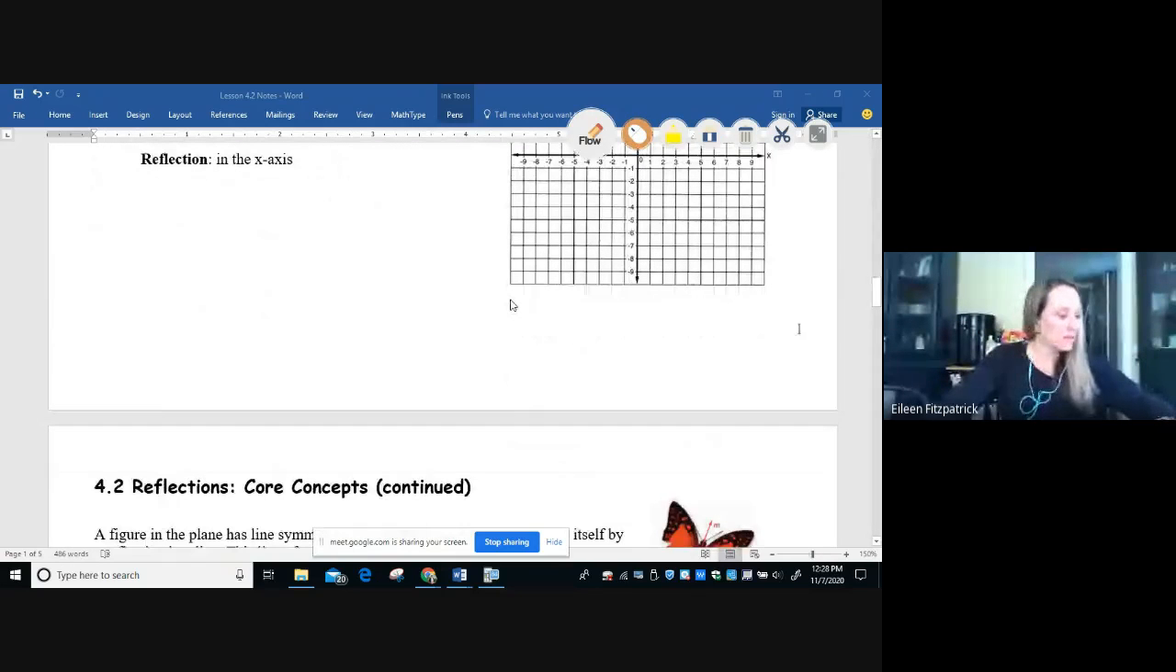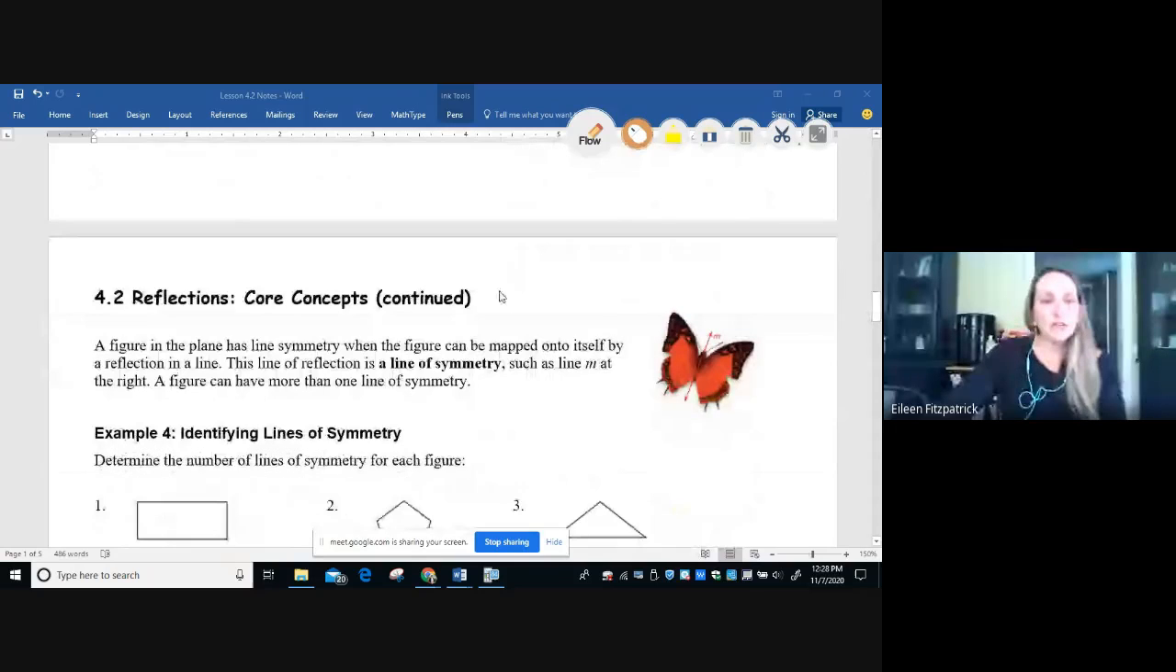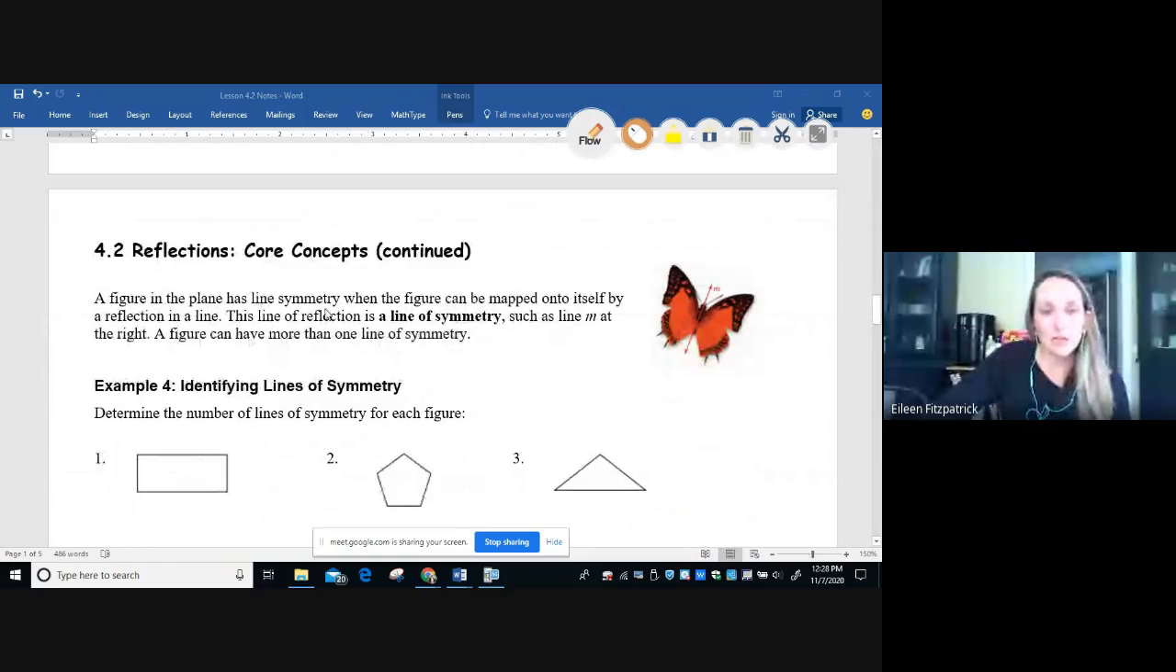Okay. Let's see what else we have going on. It says a figure in the plane has a line of symmetry when the figure can be mapped onto itself by a reflection in a line. This line of reflection is called a line of symmetry, such as line M at the right. So here you see a butterfly. Line M is your line of symmetry, also a line of reflection.